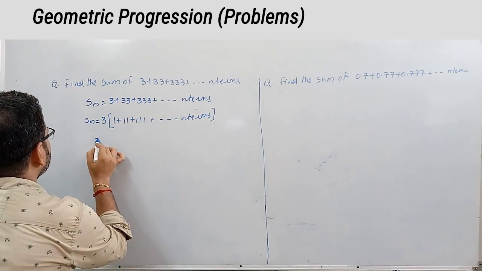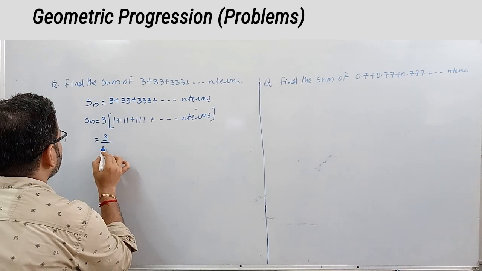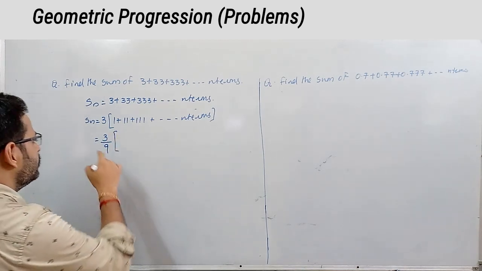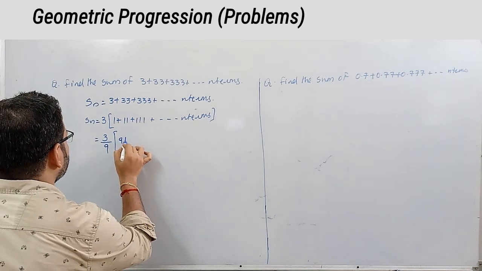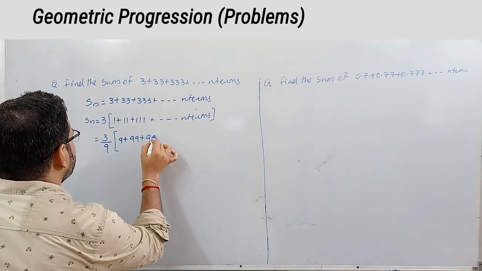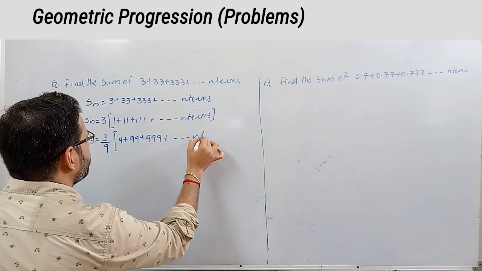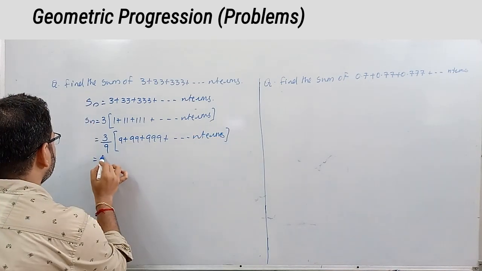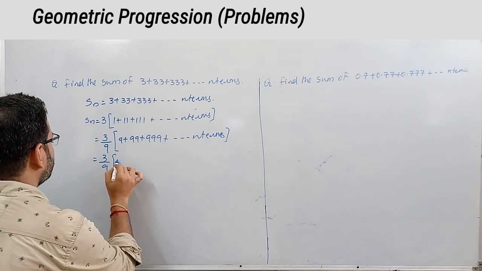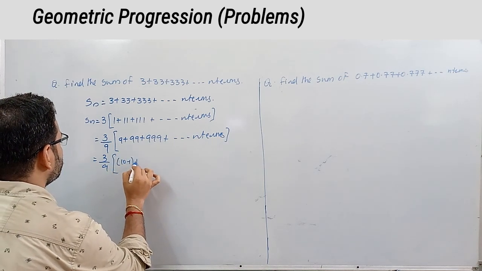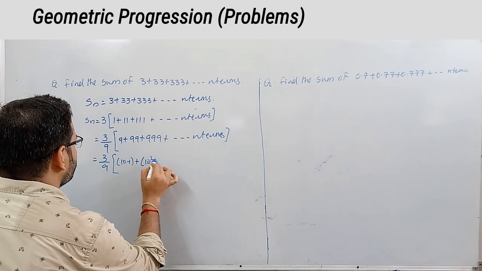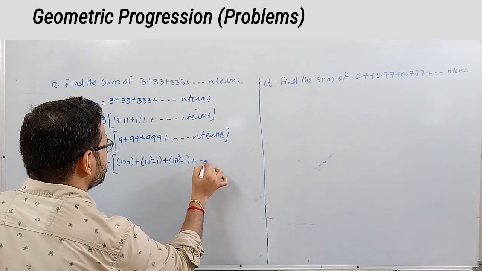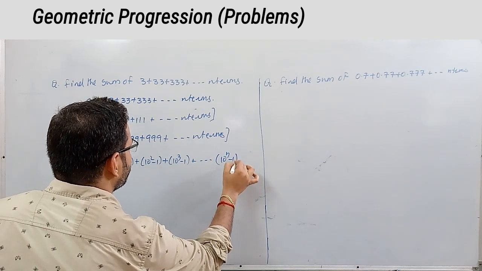Now we can use 9 outside as a divisor, then inside the bracket we multiply throughout with 9: 9 plus 99 plus 999 plus etc. n terms. Now 3 by 9, where 9 can be written as 10 minus 1, 99 can be written as 10 square minus 1, then 10 cube minus 1, and so on, up to 10 raised to n minus 1.